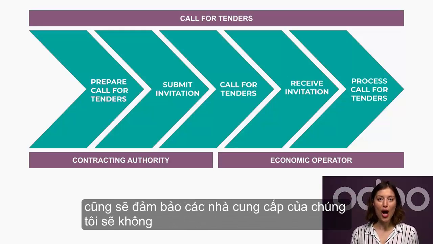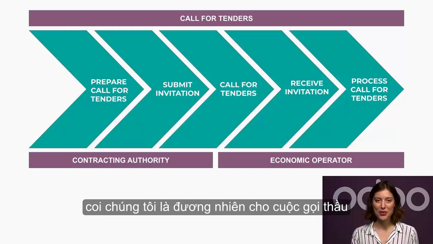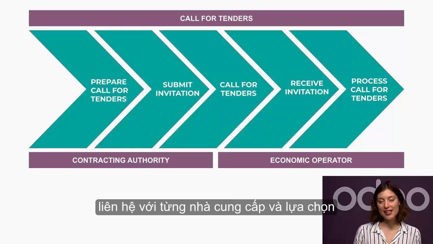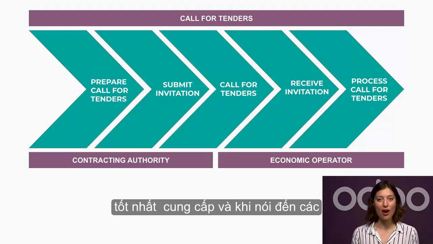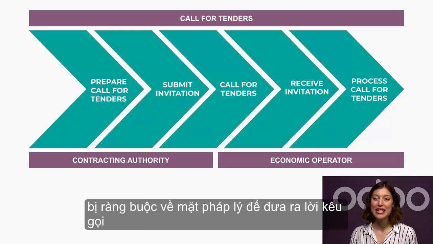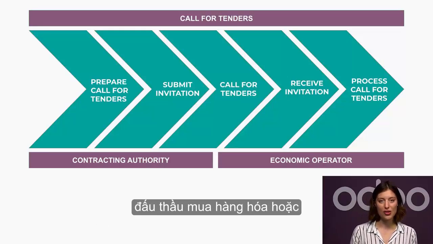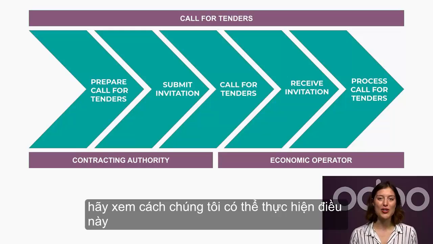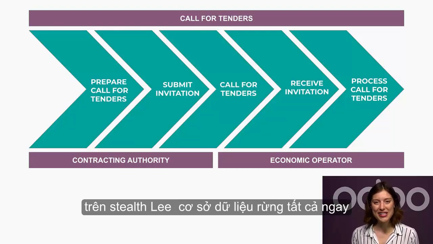By doing this, we will also be sure our suppliers won't take us for granted. Call for tenders will also help us save time when contacting each vendor and choosing the best offer. And when it comes to the public sector, organizations are often legally bound to release a call for tenders for the purchase of goods or services. So why don't we try this at our company? Let's see how we can do this right now on Stealthy Wood's database.